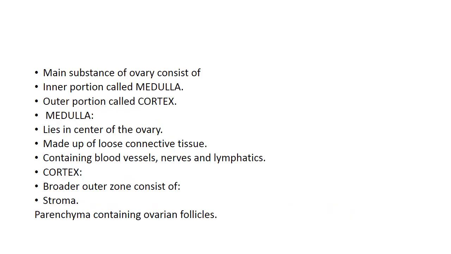The main substance of the ovary consists of an inner portion, which is called the medulla, and the outer portion, which is called the cortex. Starting from inside, the medulla lies in the center of the ovary. It is made up of loose connective tissue and contains only blood vessels, nerves and lymphatics, while the cortex is the outer and broader zone, and it is divided into two parts, stroma and parenchyma.